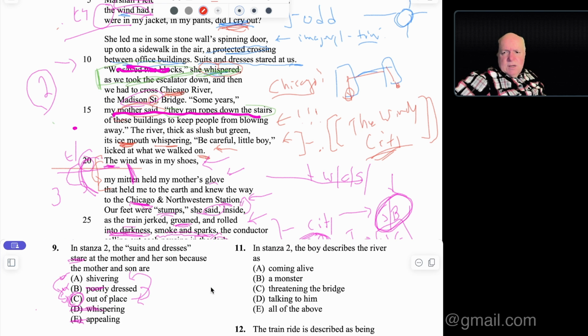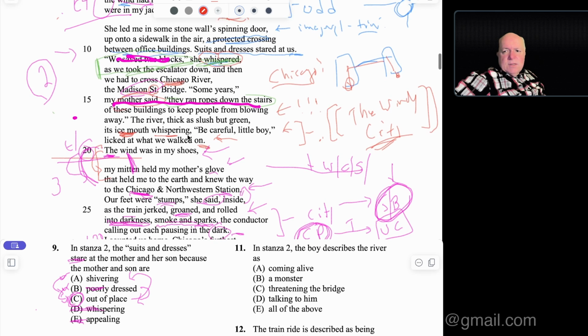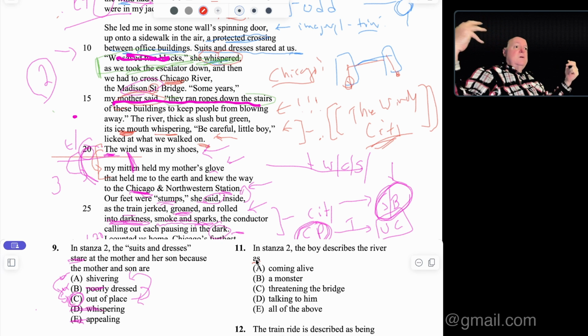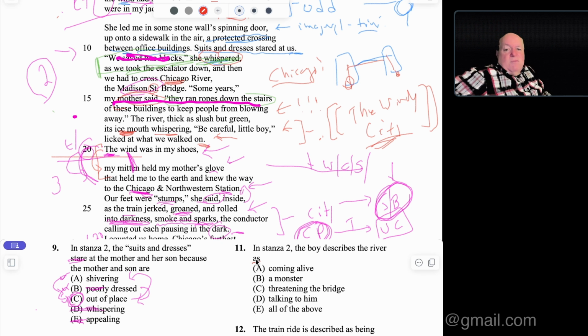Okay? And stanza 2, so we're still at the same paragraph here, if you will. The boy describes the river as... So we talked about that a few times where it was described as the green being monsterish. The boy personified it with the icy mouth, so it's kind of nasty, which also emphasizes the monstrousness. And be careful, little boy, kind of a thing. So, there's stuff like that. So, is it coming alive? Yes, by definition, that is what personification is doing, including the part where it's licking the sidewalk.